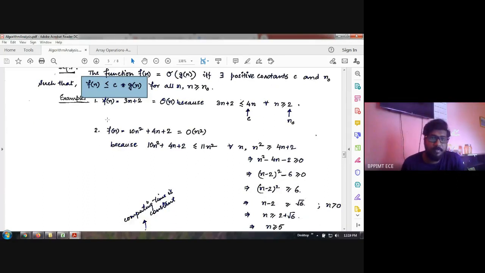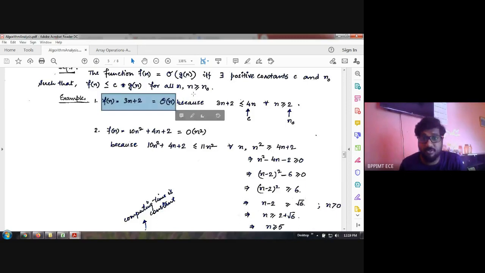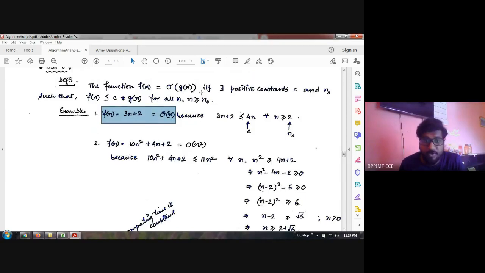Okay, for example, let's say Fn equal to 3n plus 2. In our case, we have 2n plus k. Similarly, some linear time complexity function, so Fn equal to 3n plus 2, and that is equal to big O notation of n. We are saying that Fn equal to big O notation of n. Why? What is the explanation? So can we follow the definition?